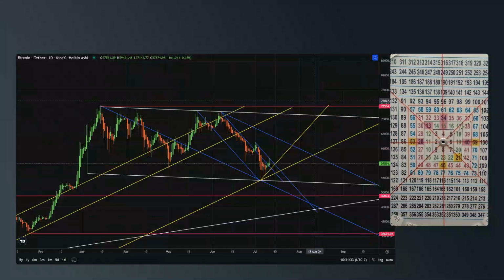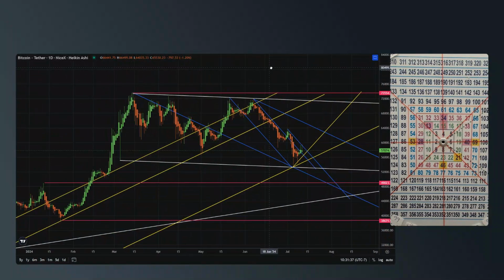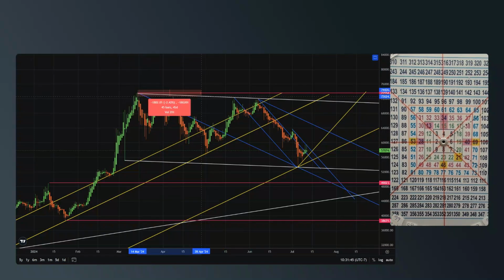Today we're going to be talking about some day counts and some percentage levels. And right now we're going to kick it off with our top. Currently, our top to our bottom is 48 and 49 days.